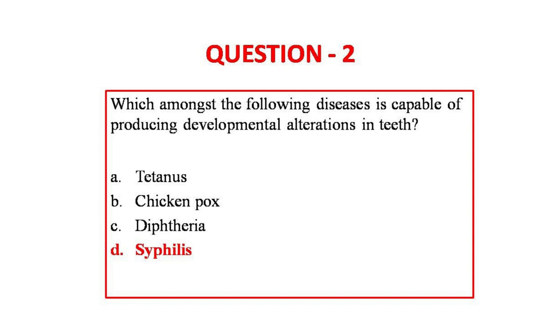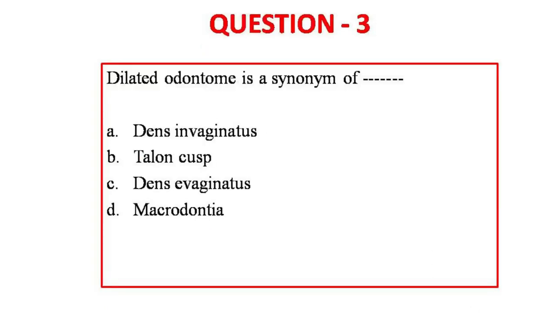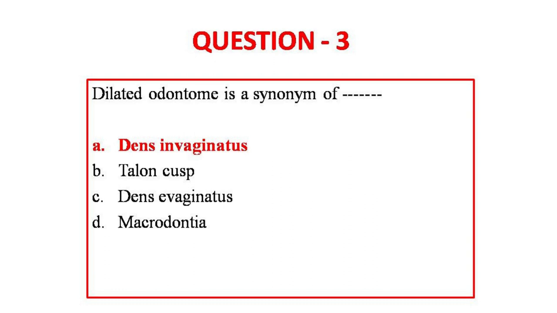So moving on to question number 3. Dilated odontome is a synonym of, they've given 4 options: dens invaginatus, talon cusp, dens evaginatus, and macrodontia. The answer to this question is dens invaginatus.